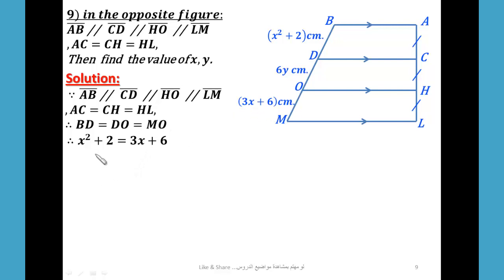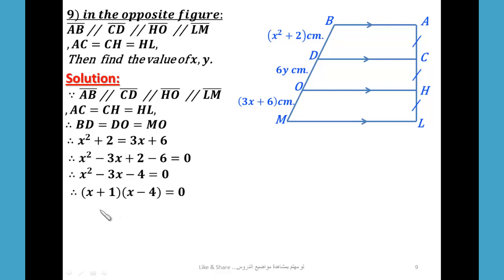So we have this equation: x squared plus 2 equals 3x plus 6. It means x squared minus 3x plus 2 minus 6 equals 0. Again, x squared, and 3x from the right hand side to the left hand side, we change the sign. Here is positive, in the left hand side will be negative, plus 2 minus 6. Then x squared minus 3x, 2 minus 6 is negative 4, equals 0, and we factorize it to be (x plus 1) multiplied by (x minus 4) equals 0. Then x equals negative 1 or x equals 4.